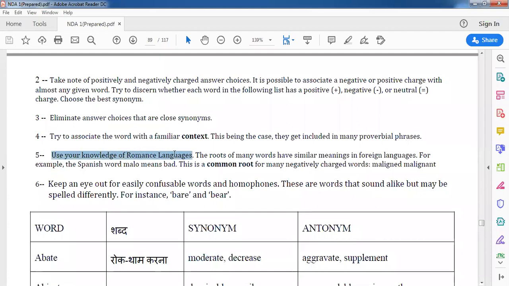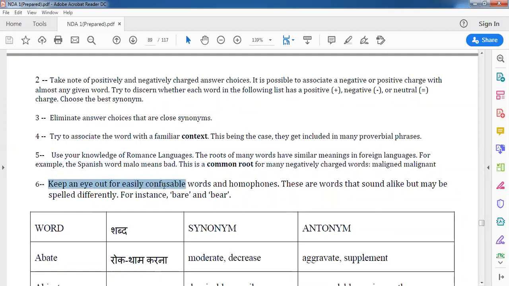Next is use your knowledge of Romance languages. The roots of many words have similar meanings in foreign languages. बहुत सारे ऐसे words हैं जिनके same meanings हैं foreign languages में. For example, the Spanish word malo means bad. This is a common root for many negatively charged words. So common root, जैसे हम maligned की बात करते हैं, so मतलब बुरा, right? Malignant, again बुरा. So we need to correlate them with the other languages that we understand, or the words in other languages that we know.